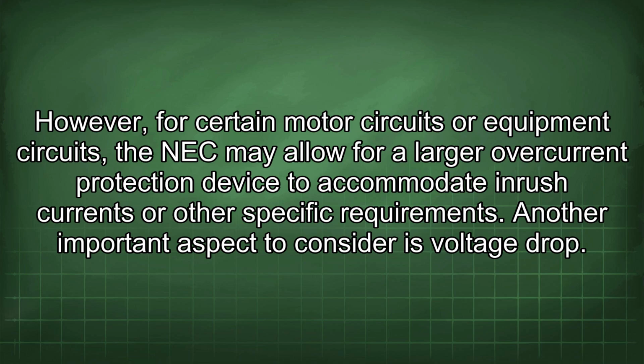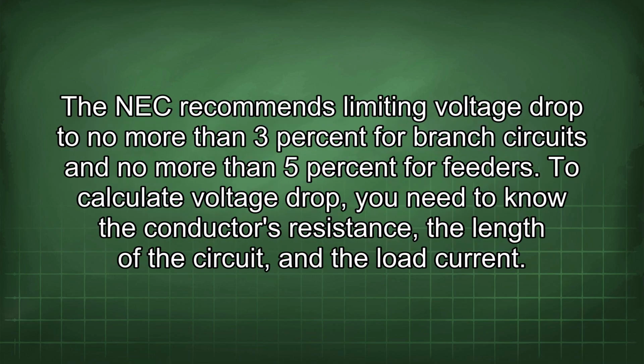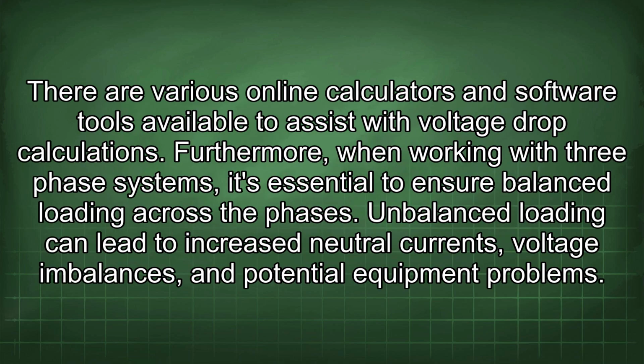Another important aspect to consider is voltage drop. Voltage drop occurs when the voltage at the load is less than the voltage at the source due to the impedance of the conductors. Excessive voltage drop can cause equipment to malfunction or operate inefficiently. The NEC recommends limiting voltage drop to no more than 3% for branch circuits and no more than 5% for feeders. To calculate voltage drop, you need to know the conductor's resistance, the length of the circuit, and the load current. There are various online calculators and software tools available to assist with voltage drop calculations.